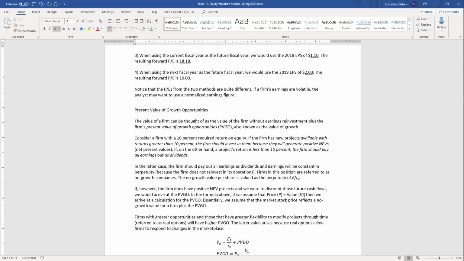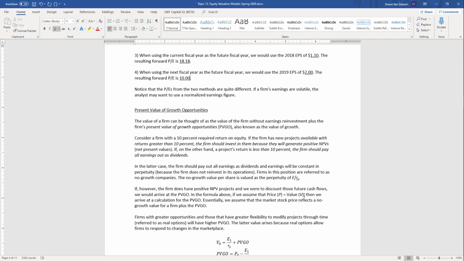Firms with greater opportunities and those that have greater flexibility to modify projects through time, these are referred to as real options, will have a higher present value of growth opportunities. The latter value arises because real options allow the firm to respond to changes in the marketplace. We don't really go through real options in this class. You may in another class.